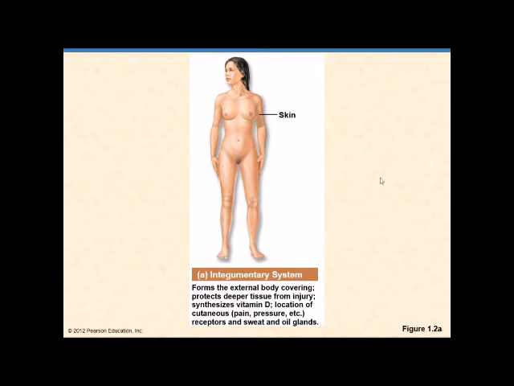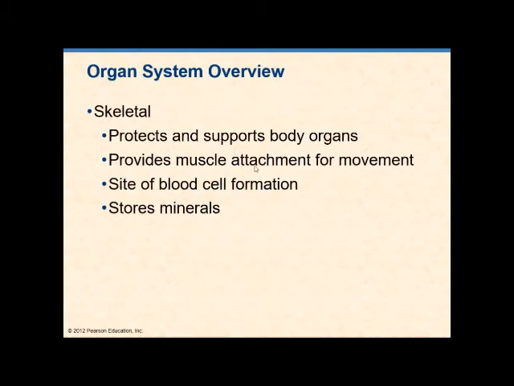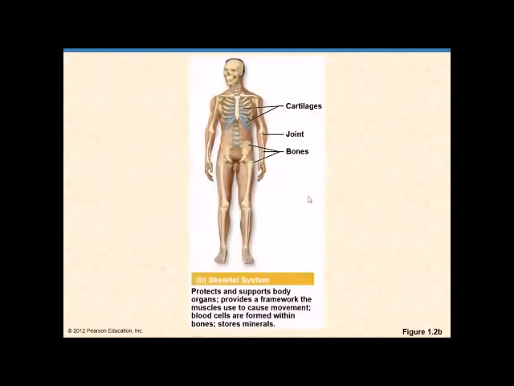cools the body, etc. The skeletal system protects and supports the body. We make blood cells there. It stores minerals, and it allows for movement in that muscles attach to it. And so we see the skeletal system, and as we said, multiple tissues. The skeletal system is not just bone, it is also cartilage. It is dense regular connective tissue, etc.